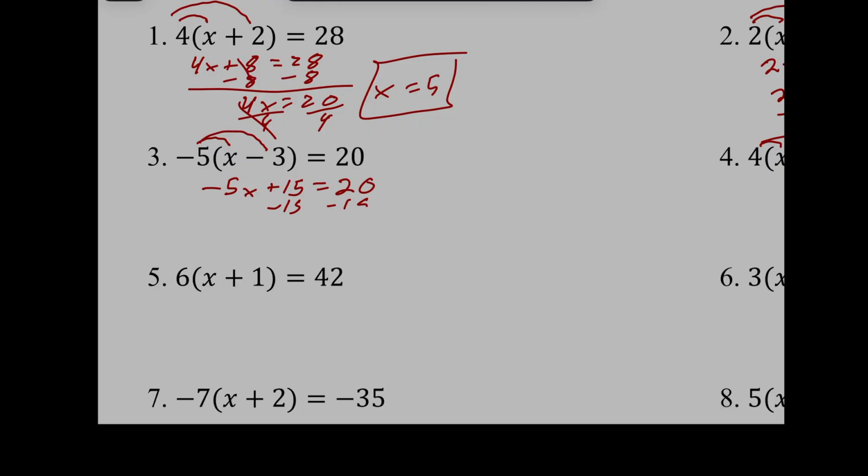Subtract 15. They go away. Negative 5x equals just a normal 5. I divide each side by a negative 5. Please keep watching your negatives. And a positive divided by a negative, that's a negative 1.